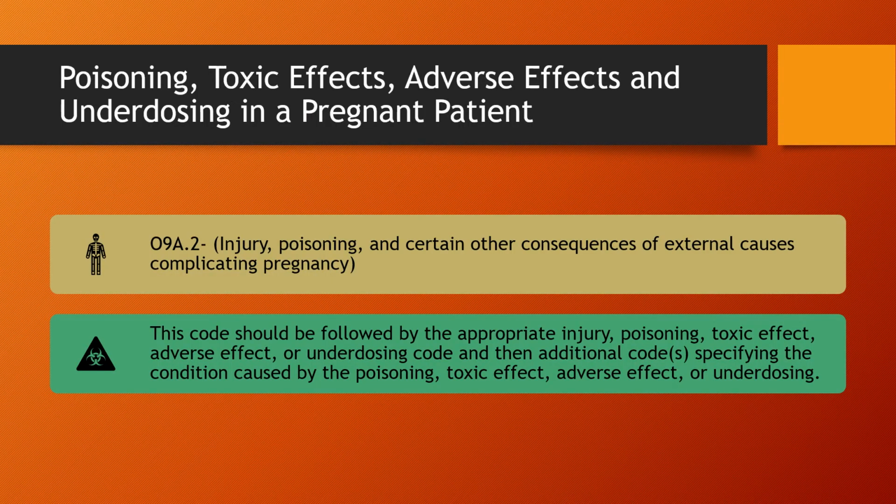Code O9A.2 would indicate injury, poisoning, and certain other consequences of external causes complicating a pregnancy. This code should be followed by the appropriate injury, poisoning, toxic effect, adverse effect, or underdosing code, and then additional codes specifying the condition that was caused by the poisoning, toxic effect, adverse effect, or underdosing.